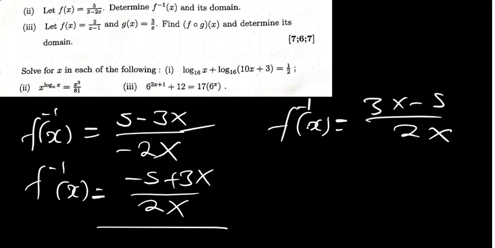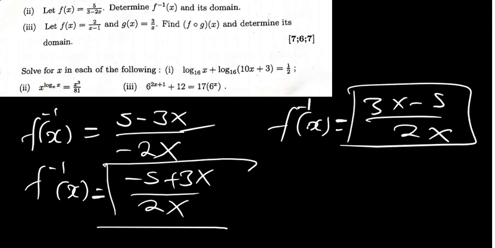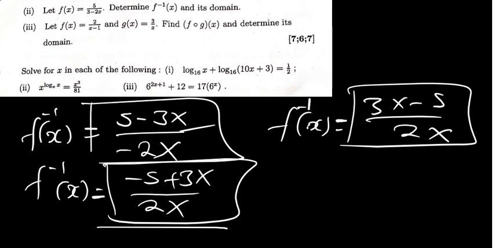I divide the negative, which is going to give me negative 5 plus 3x over 2x. Again, you can leave it here or you can leave it there, or you can say this is the same as f of x inverse is equal to 3x minus 5 over 2x. So this is the answer. You can either leave it here or here or here. Does that make sense?